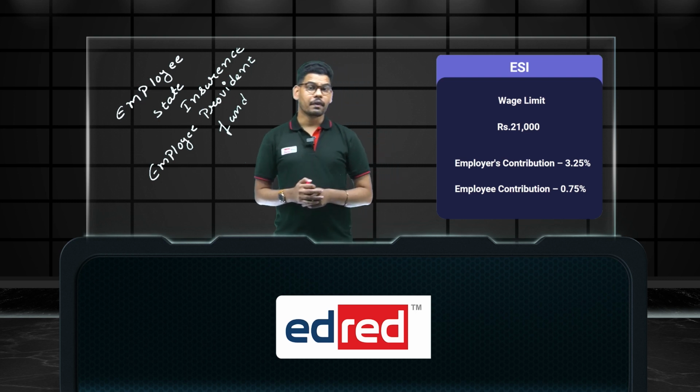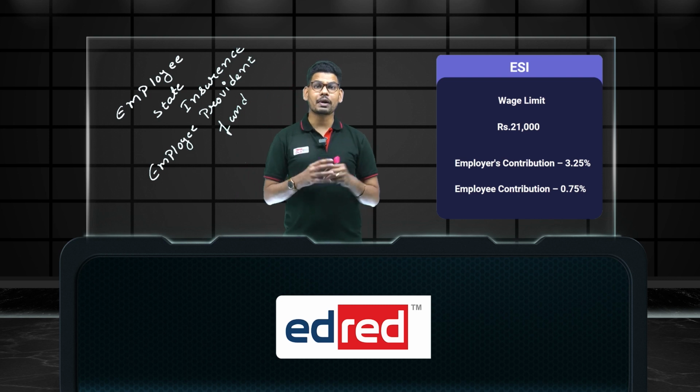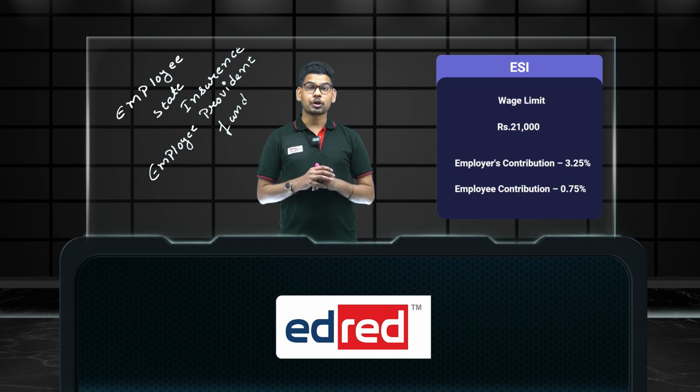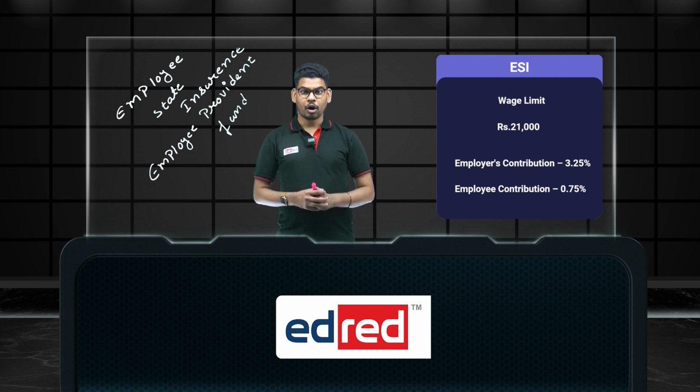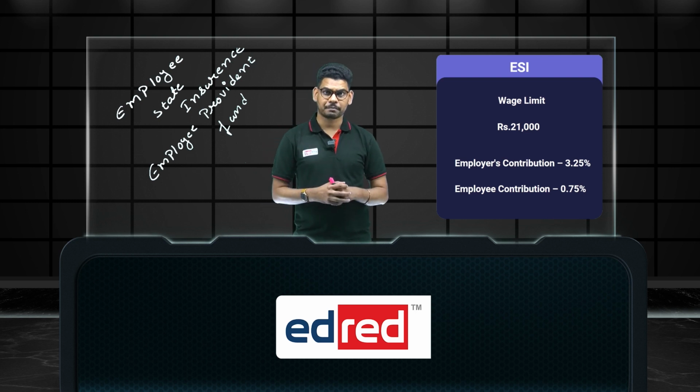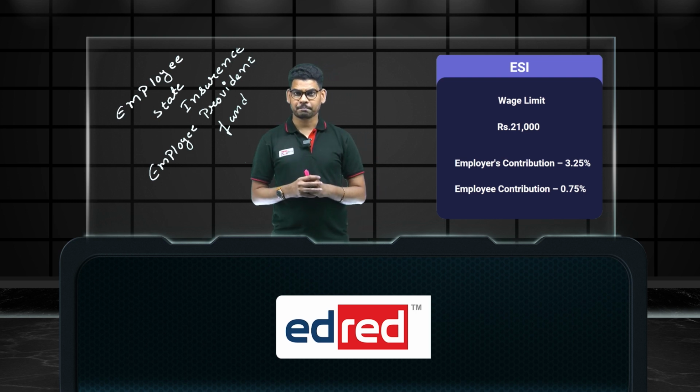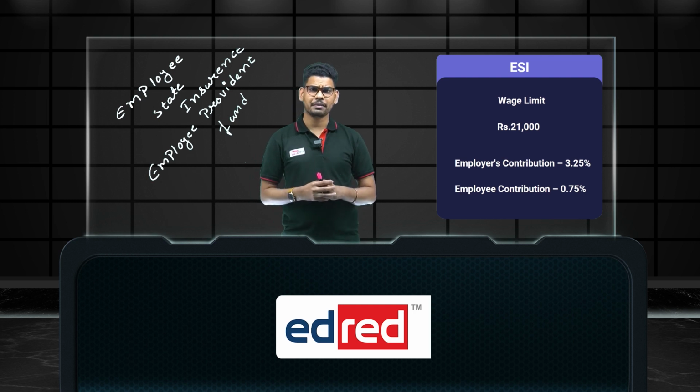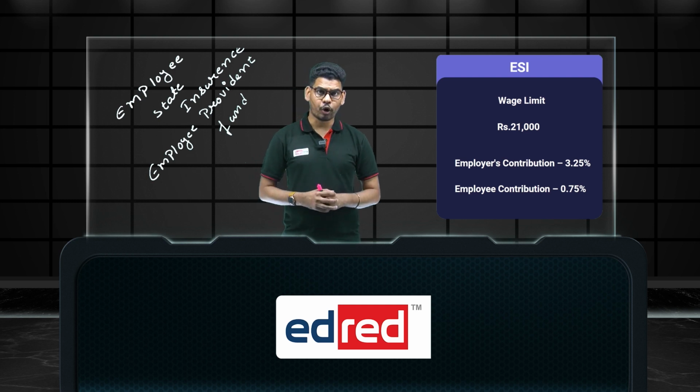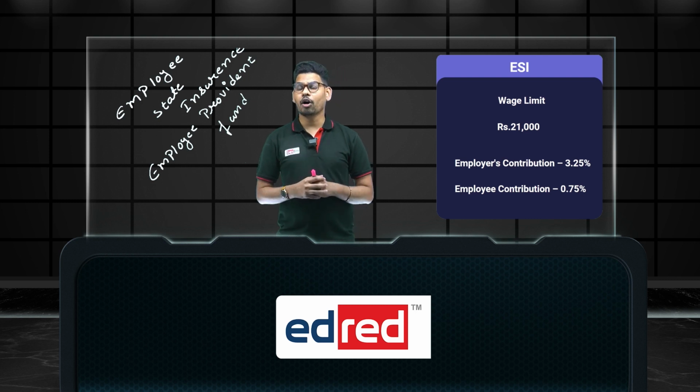And here the employer contribution to this ESI scheme will be 3.25%, whereas the employee contribution will be 0.75% on the gross salary. So what is gross salary? The total earnings of employees we call the gross salary. After deducting all the deductions, we'll get the net salary. So this is about ESI.